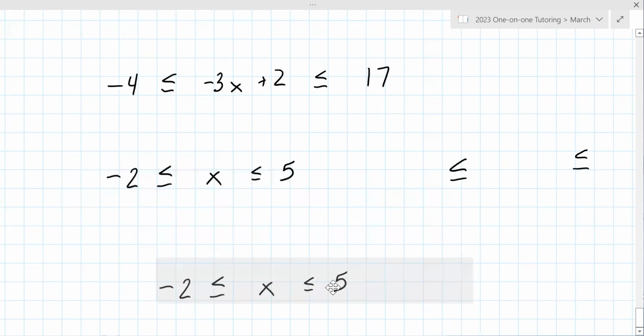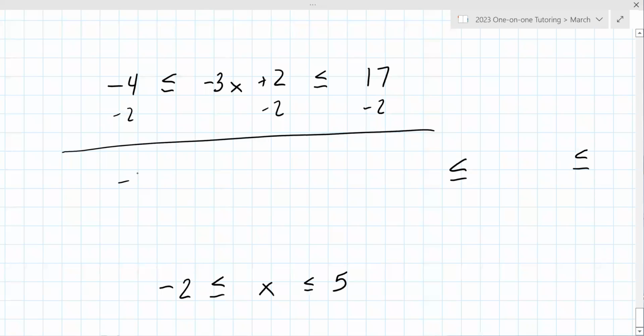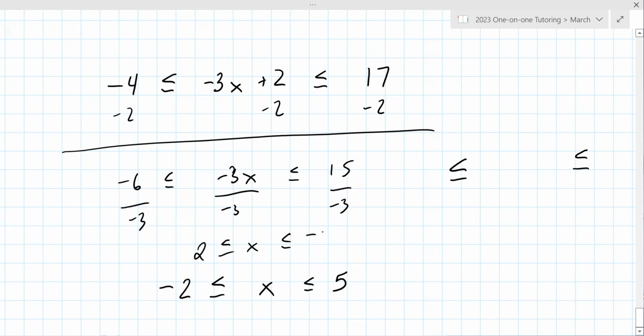Let me just work it out here. So you subtract 2, subtract 2, subtract 2. -6 less than or equal to -3x less than or equal to 15. Divided by -3, that's 2 less than or equal to x less than or equal to -5. But I've got to flip those. Almost didn't do that. So I've got different signs than you.